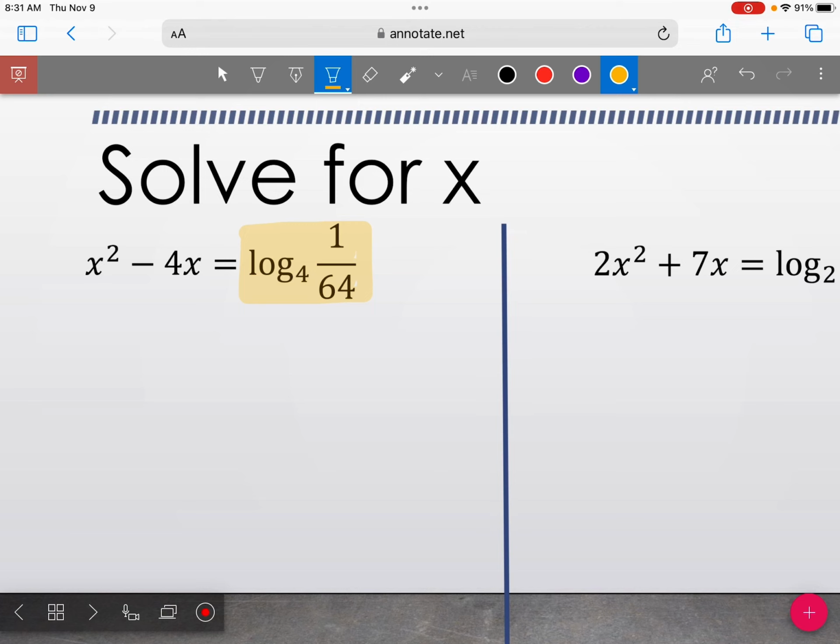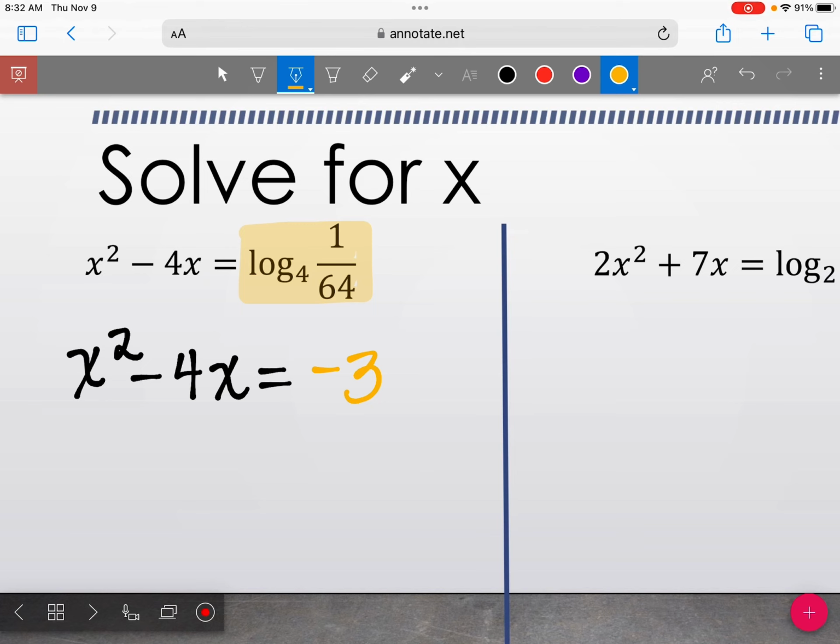So you have to actually figure out what is that term that I highlighted in yellow. You need to evaluate that number. 4 to the what power is 1 over 64? You can. So what did you get? -3. So we actually figured out that that is a -3. So now we can set this equal to 0.